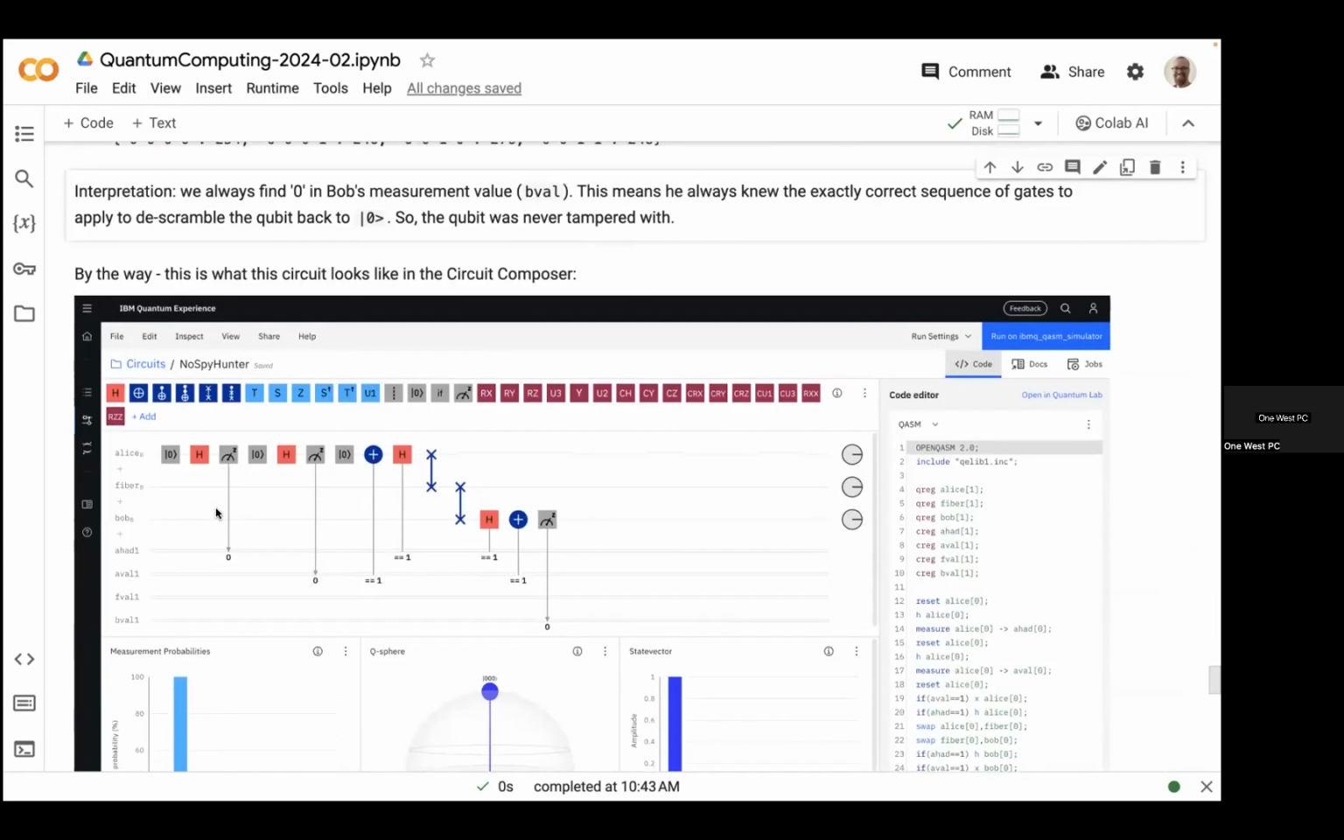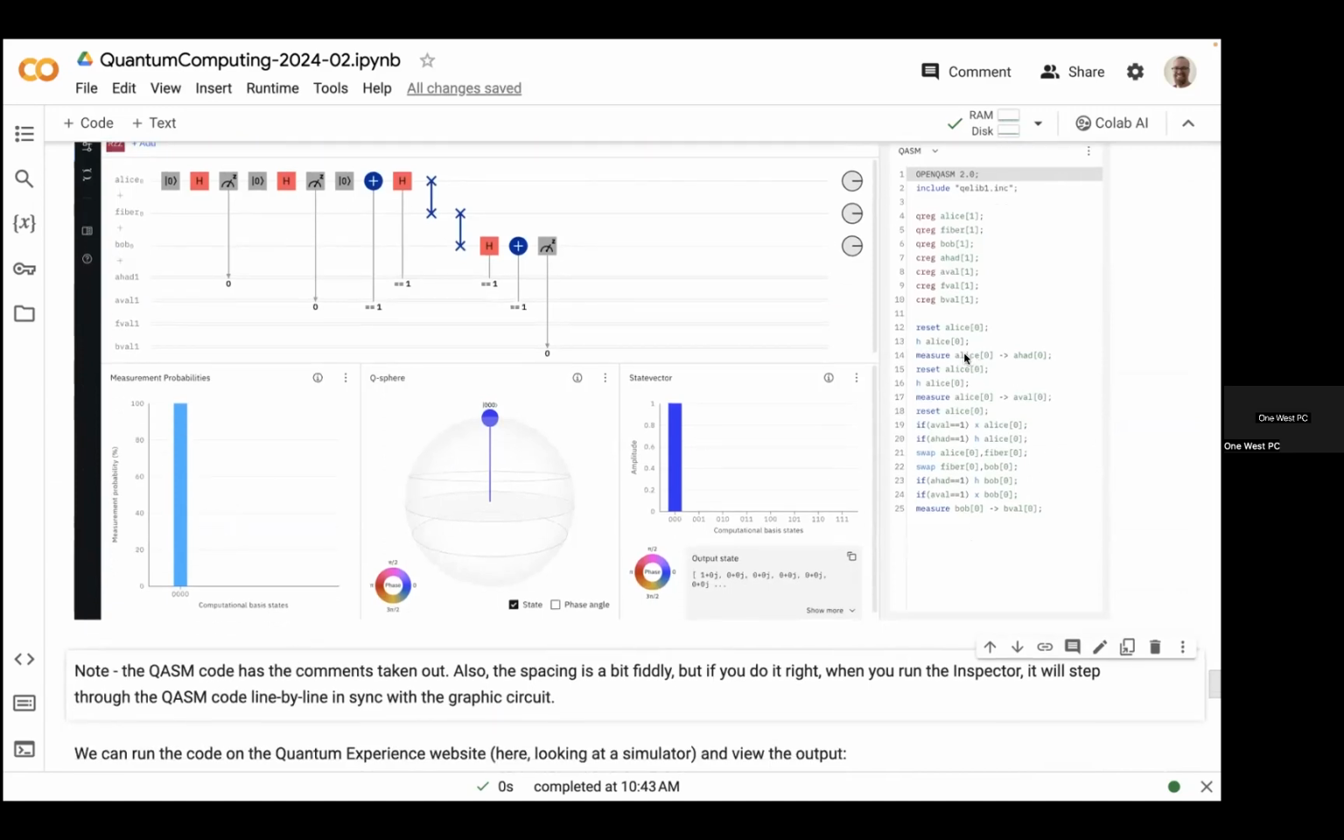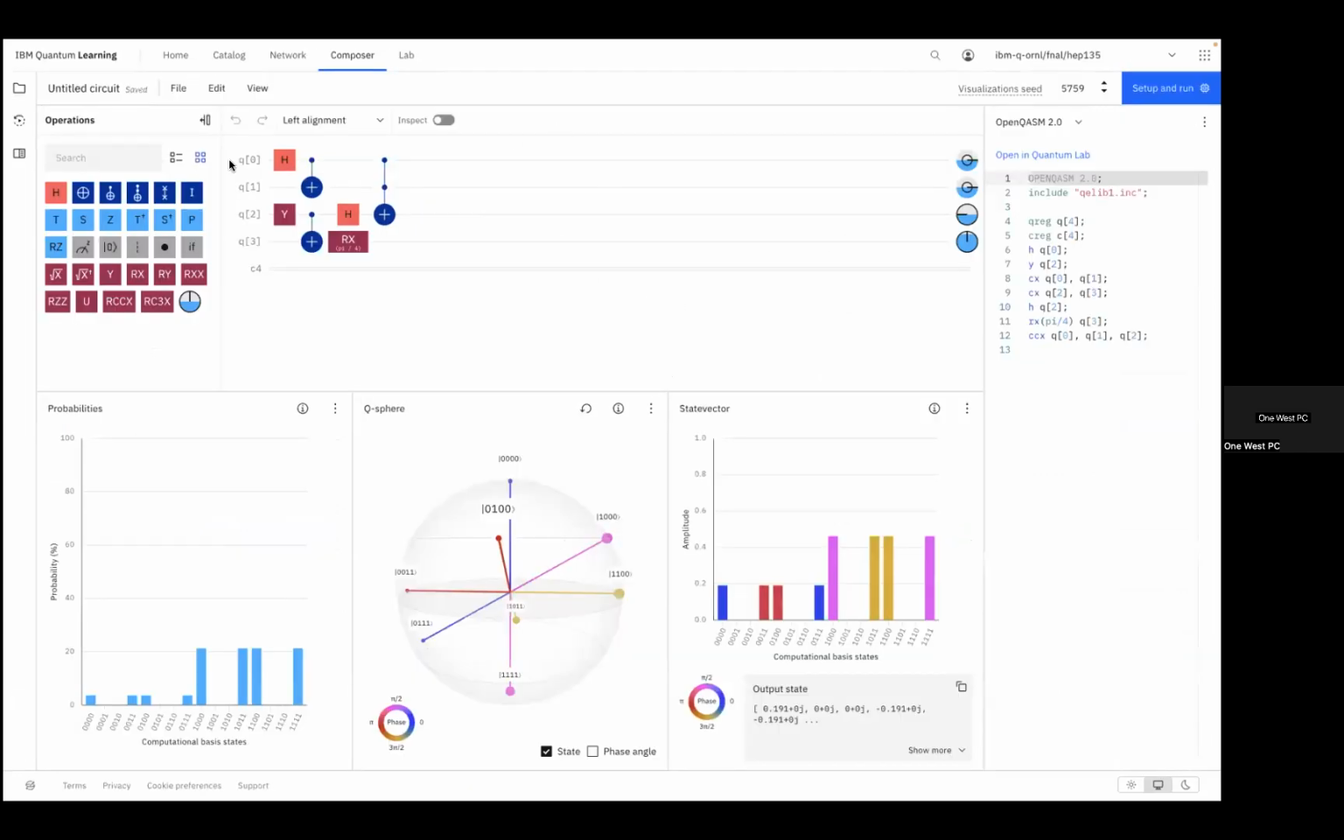You can run the circuit in IBM in the quantum composer later if you want to. Right. And so note though that the comment code has the QASM taken out. I took the QASM out of the comment. The reason it's worth doing that is that you can actually run the circuit with a little stepper. If you come back over here, there's a way to run it, but it's tricky to do this.